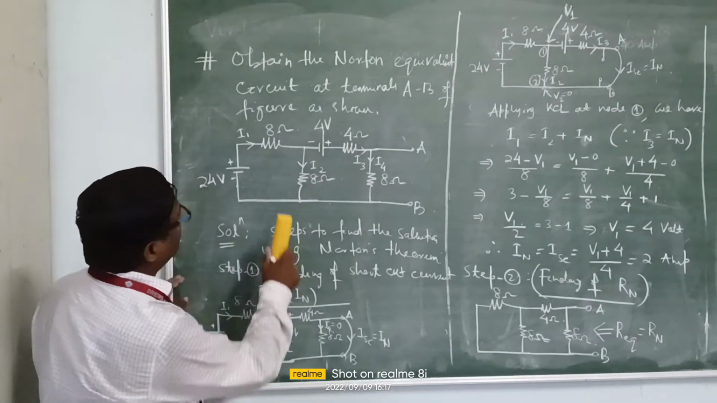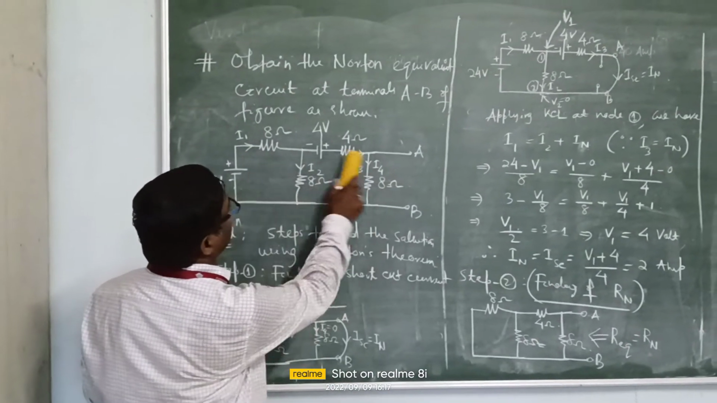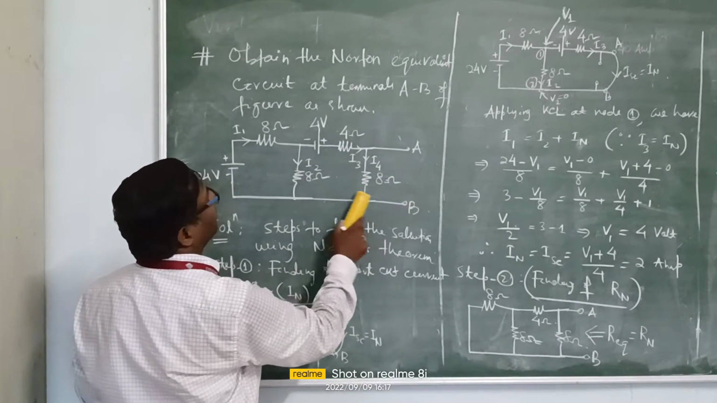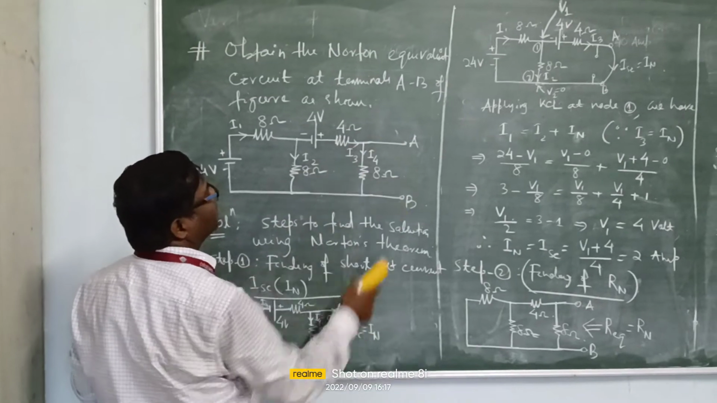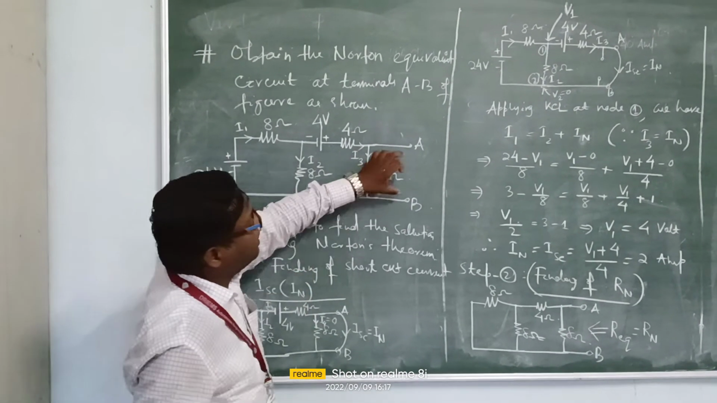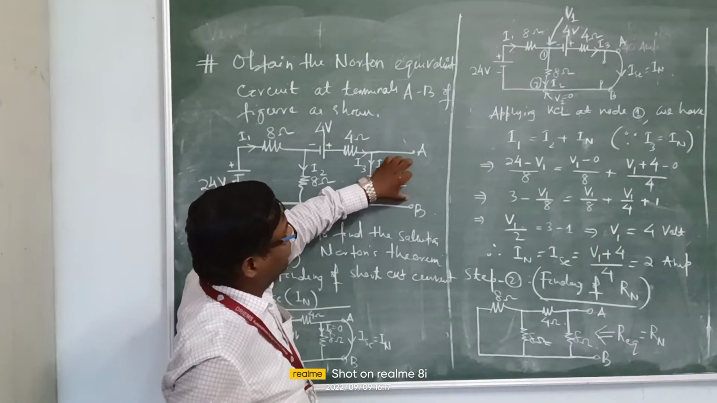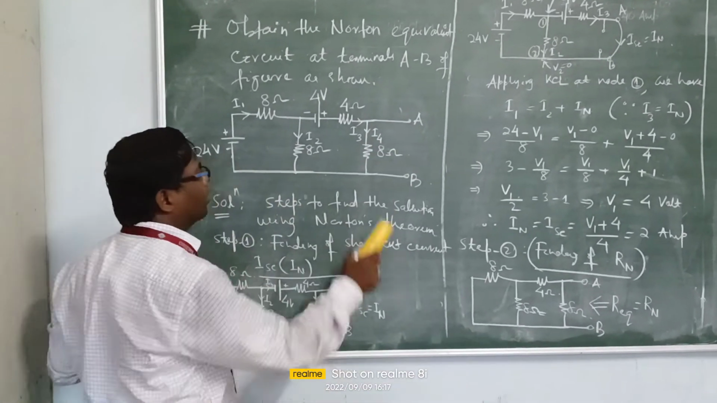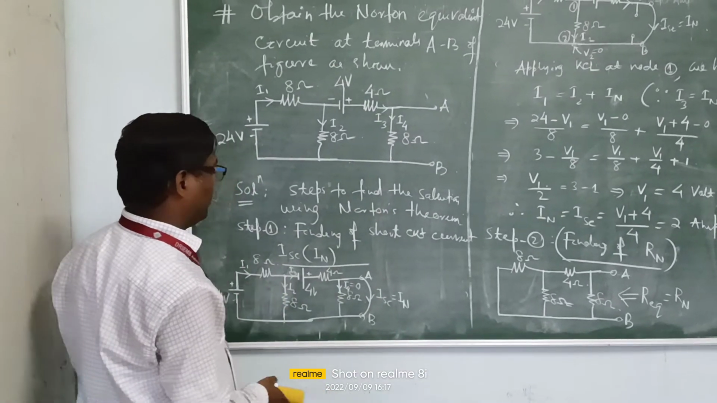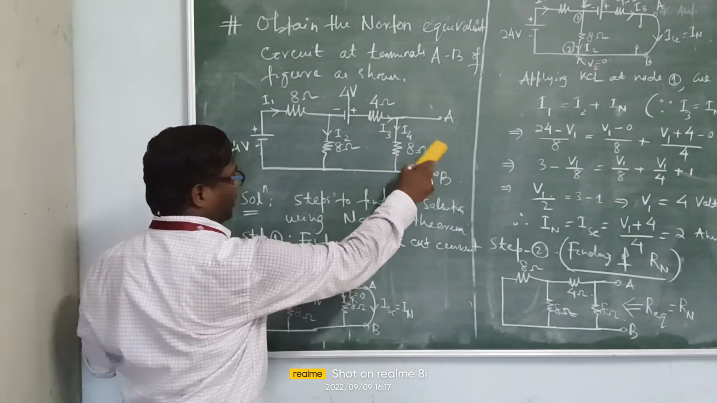So for this particular network, across A, B, our requirement is to draw the Norton's equivalent circuit across the A, B terminal. Now, is A, B open or short circuit? Open. So now we have to make it shorted. That is step 1. So now you make it shorted.